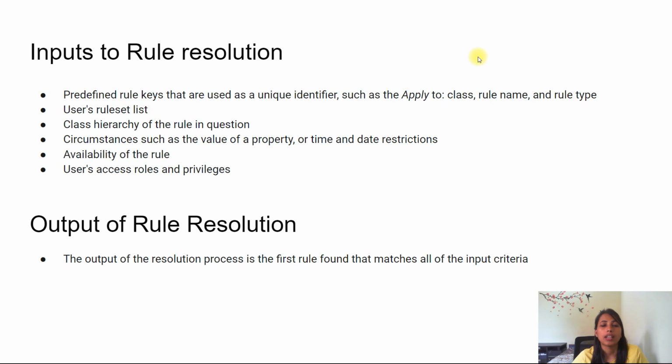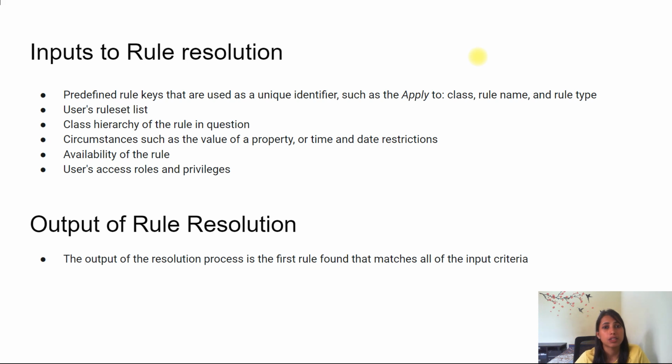Coming to what the inputs to the rule resolution are and what output we get. What should be the input? We should know the rule keys. Every rule has a unique identifier. So we should know about all of those, and then the applies-to class, the rule name, the rule type, rule set name, and rule set version. All of these are the input to the rule resolution.